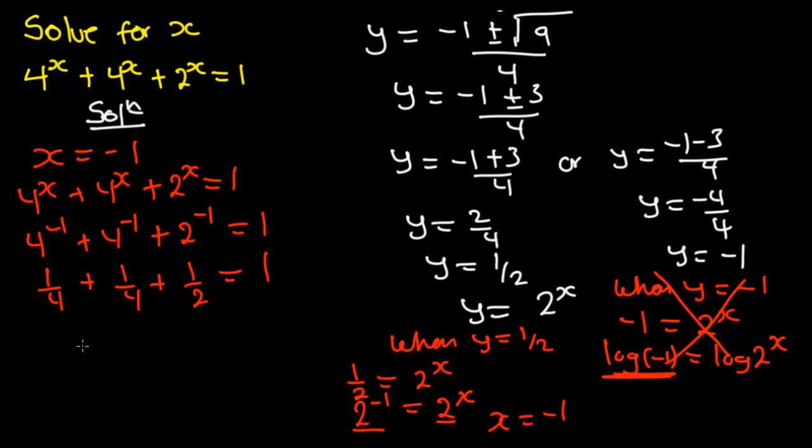Now from here, let's find the LCM, and the LCM here is 4. So 4 into itself once, and then 1 times 1 is 1, plus 4 into itself once, and then 1 times 1 is 1, plus 2 into 4 twice, so 2 times 1 is 2, and this will be equal to 1. So you have 1 plus 1 gives 2, 2 plus 2 is 4. So 4/4 is equal to 1, and so 1 is equal to 1. Therefore, our answer x equal to negative 1 is correct and satisfies this equation.